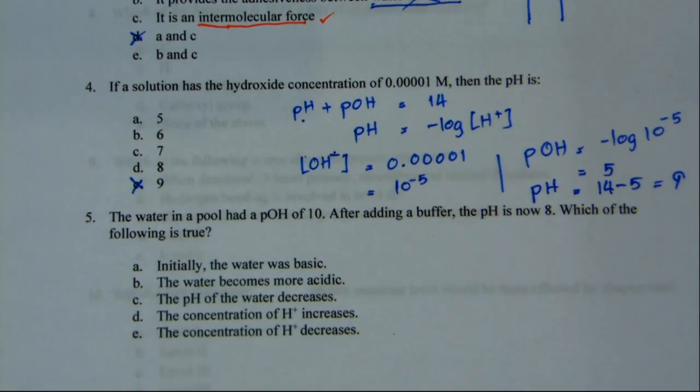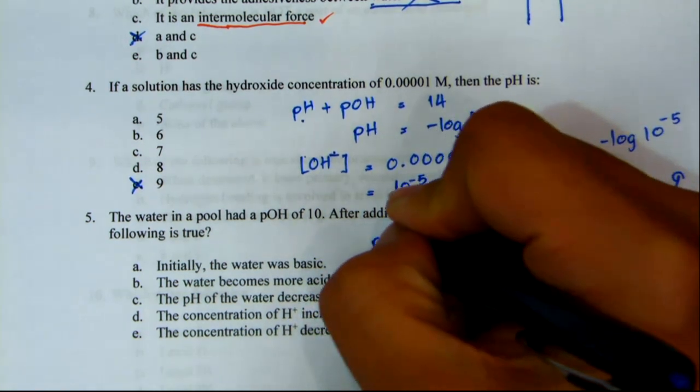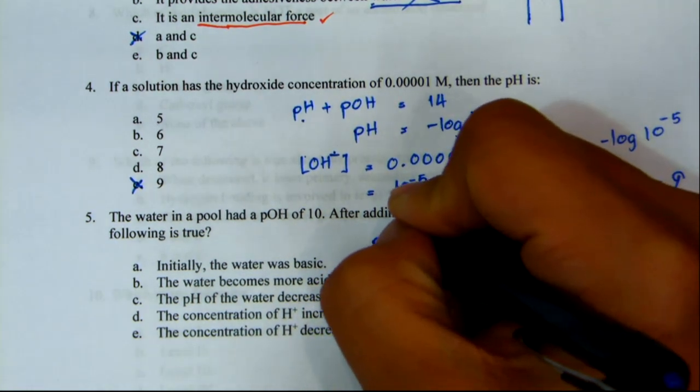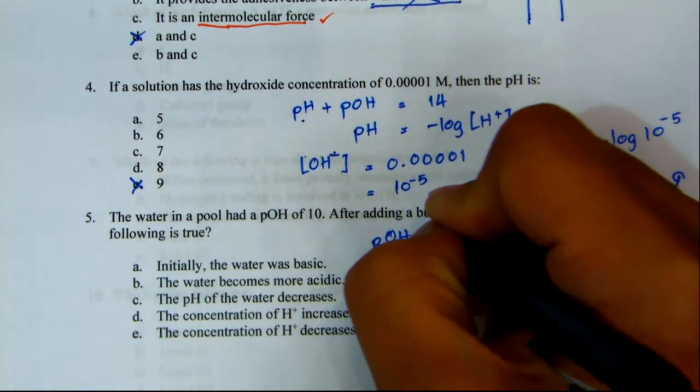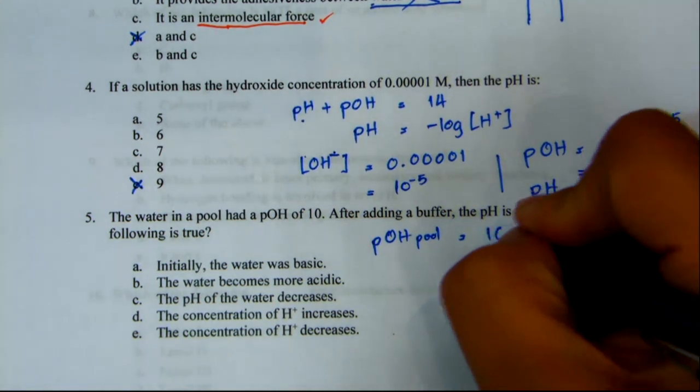So next one. Okay, so the water in the pool had a pOH of 10. After adding a buffer, the pH is now 8. Which of the following is true? So we look at the information given. Again, we're starting off with the pOH of the pool equals 10, okay?